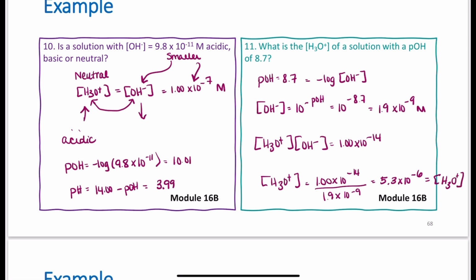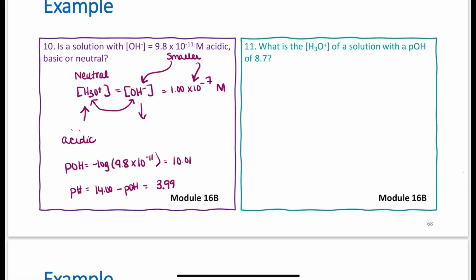Now, that's one way of solving it. I do have another way of solving it. I'm going to show you really quick. So pause the video if you need to write that down. But I know some people don't really like doing it that way as much. So the other way you can do it is that we know that pH plus pOH equals 14. So therefore, pH must be 14 minus 8.7.